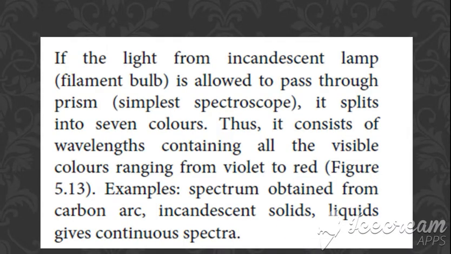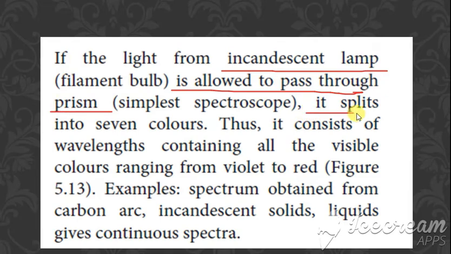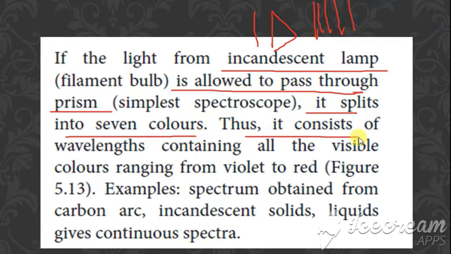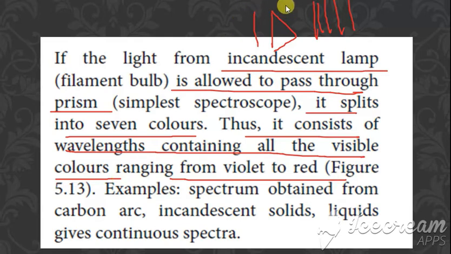Clear? So if the light from an incandescent lamp, so we are considering an incandescent lamp, is allowed to pass through the prism, it splits up into 7 colors. As we know, any white light, if it is passed through the prism, is split into 7 colors. The same way here also. And thus it consists of wavelengths containing all visible colors ranging from violet to red.